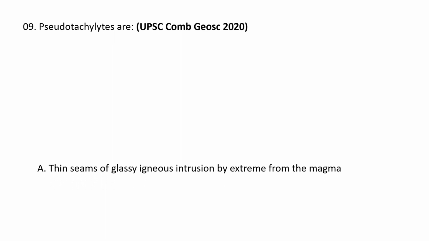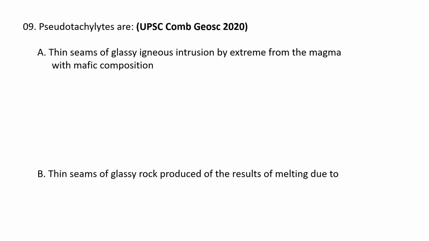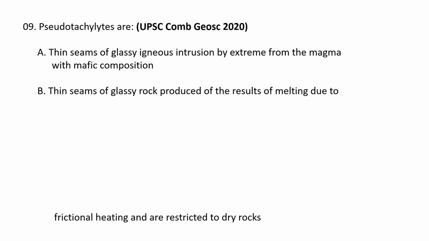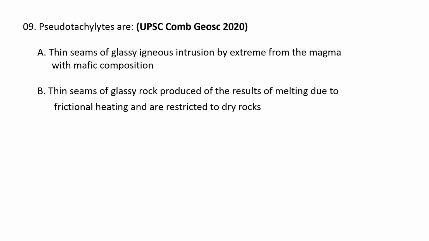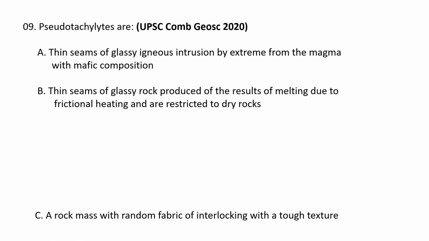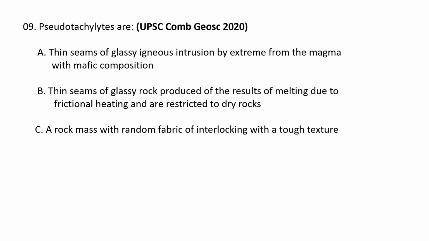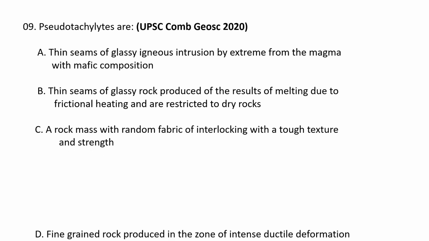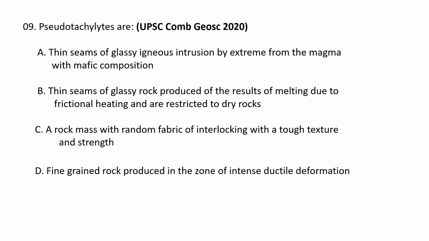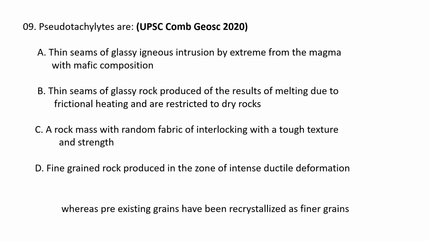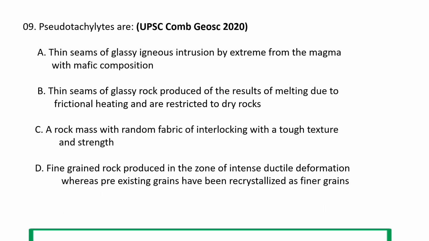Next question. Pseudotachylites are A. Thin seams of glassy igneous intrusion from magma with mafic composition, B. Thin seams of glassy rock produced as a result of melting due to frictional heating and restricted to dry rocks, C. Rock mass with a random fabric of interlocking grains with a tough texture and strength, and D. Fine-grained rock produced in a zone of intense ductile deformation, where pre-existing grains have been recrystallized as finer grains.